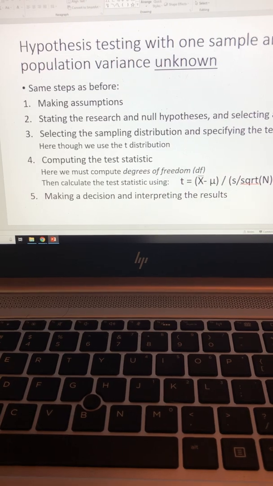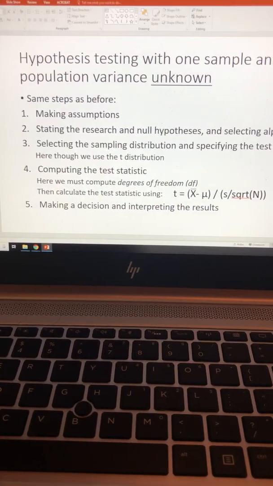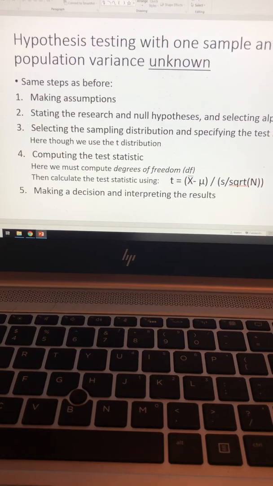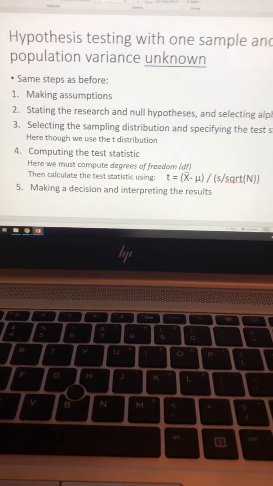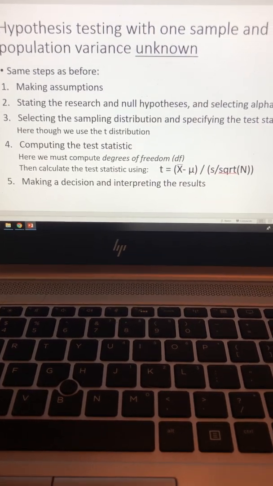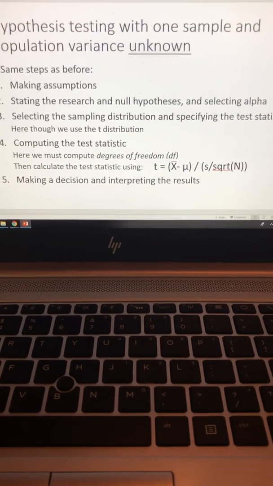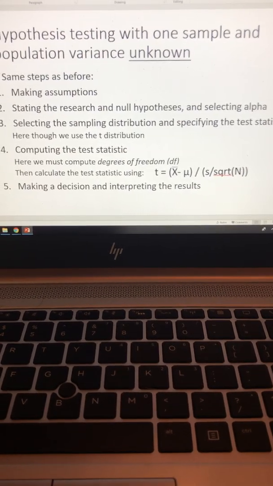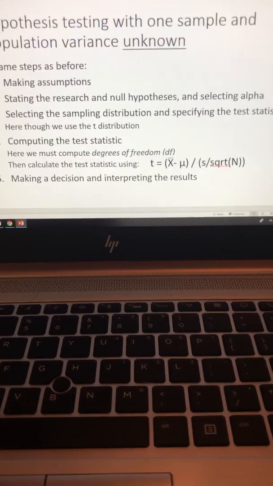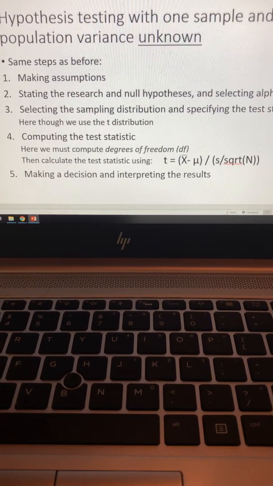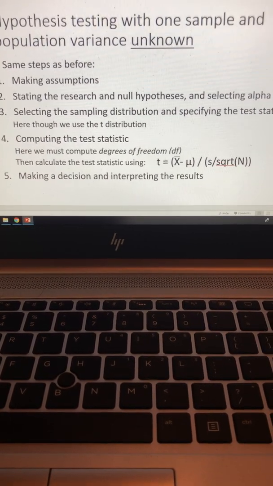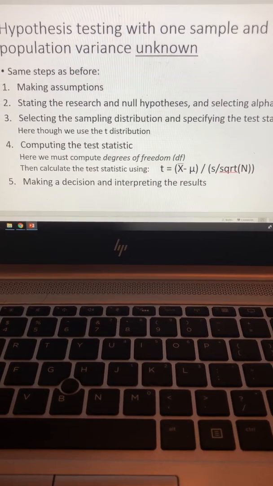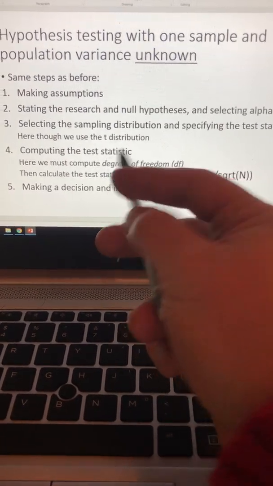Okay, so if you look back to the steps, and again, I'm being kind of sloppy with this: if the sample's not randomly distributed, or you're not using an interval ratio level variable, or the sample size is less than 50, we cannot make the assumptions that allow us to go forward with a hypothesis test, and that would be the end of it. So if any of those assumptions don't hold true, we can't do a hypothesis test, okay? We stated the research and null hypothesis, selected alpha. We selected the sample distribution because we don't know the population standard deviation. We have to use t. We computed the test statistic right here. We got our t. But we also have to compute degrees of freedom.